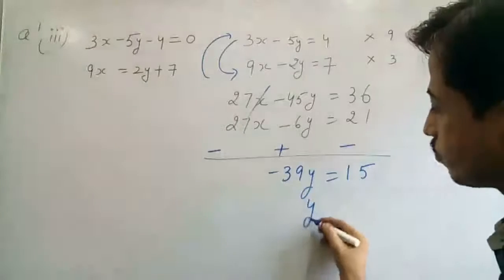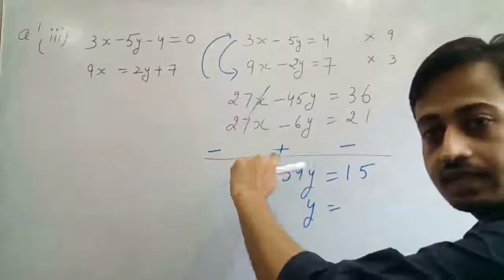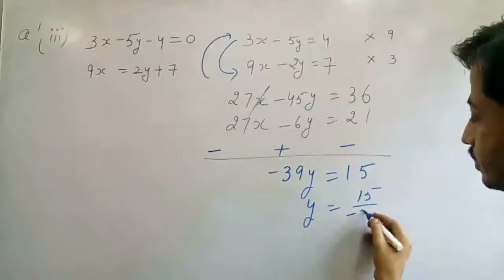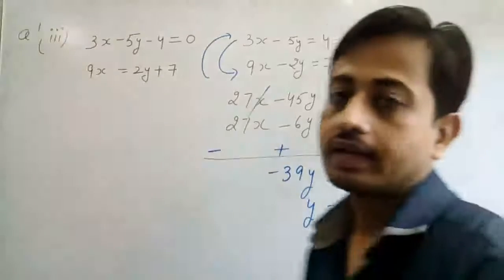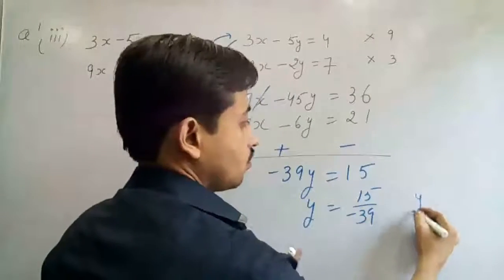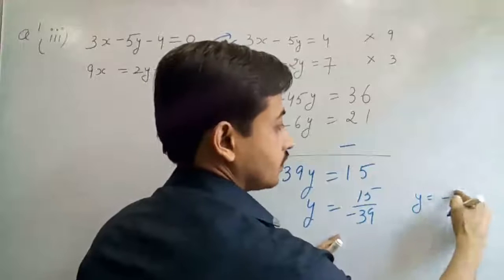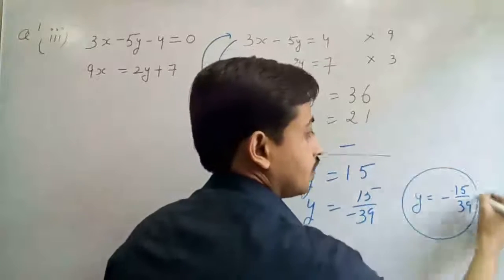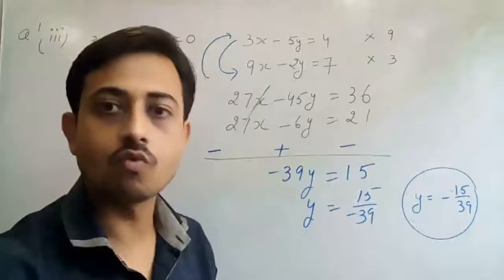Now what's the value of y? Take this minus 39 on the right hand side: 15 divided by minus 39. And you know, the negative sign is always written between the terms. So what you get? y is equal to minus 15 divided by 39. This is your value of y.